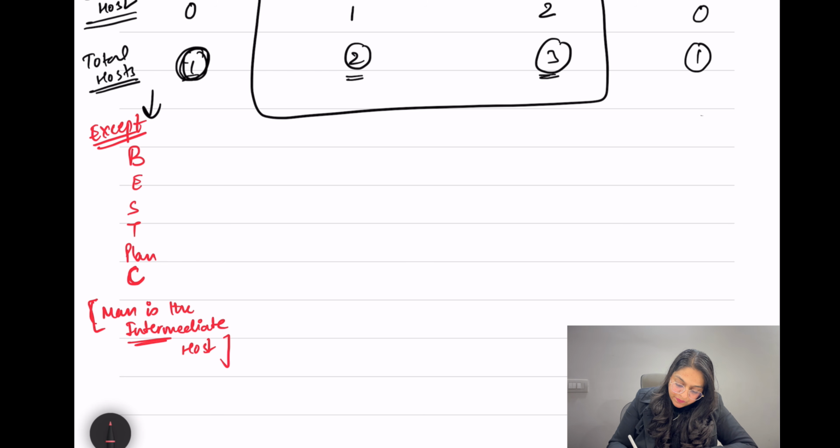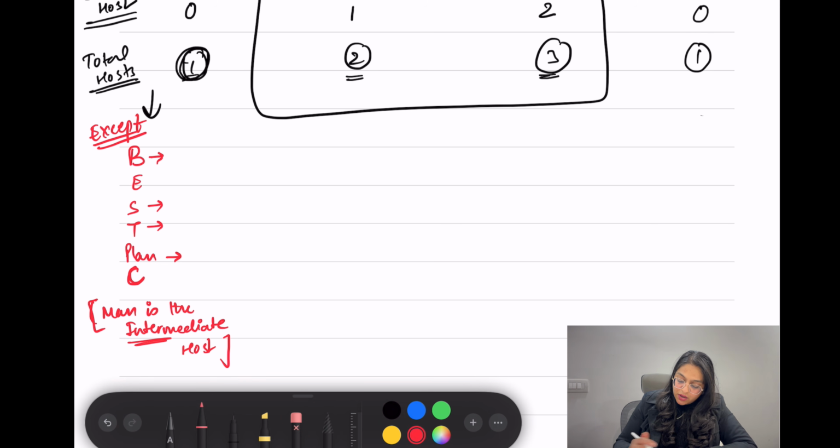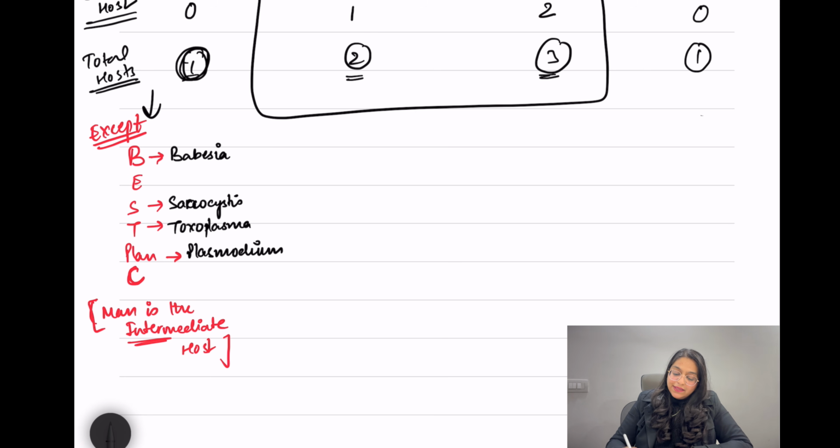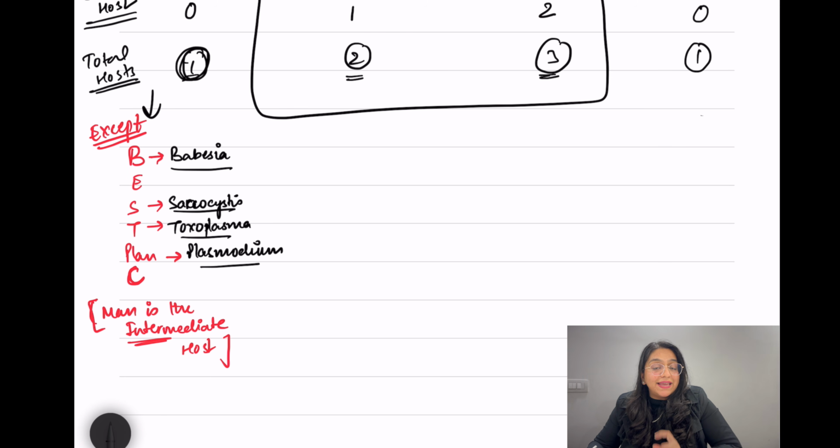Now, out of these, B, S, T and plan, these are the protozoa. What is B? B is Babesia. What is S? S is Sarcocystis. What is T? Toxoplasma. What is plan? Plasmodium or malaria. These are the protozoa which have man as the intermediate host. So these are the exceptions to protozoa which have an intermediate host. All other protozoa do not have an intermediate host. They have only one host.